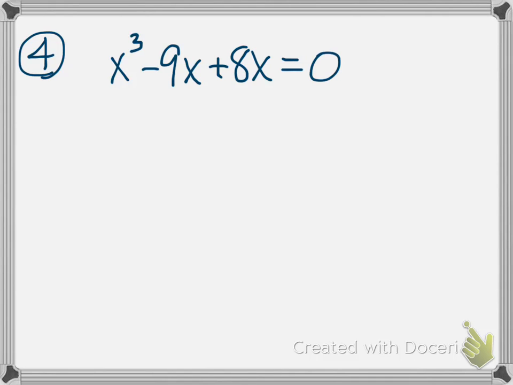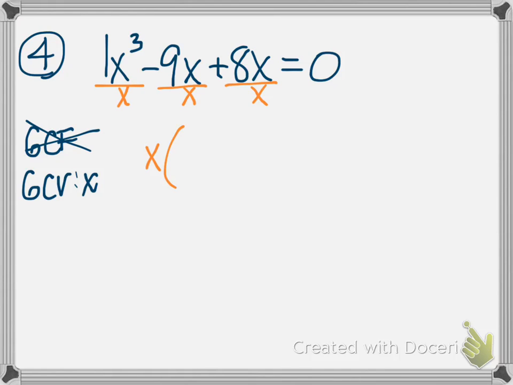Another one. x to the third minus 9x plus 8x equals 0. Again, we're equaling 0, so that's good. I'm not going to have a greatest common factor because the coefficient of x to the third is just a 1, but I will have a greatest common variable, in this case an x yet again. So let me go through and divide everything by x.